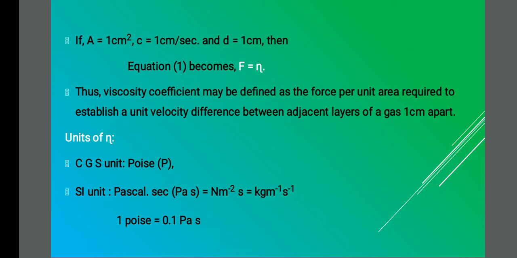Understood? So when viscosity, the coefficient of viscosity, is equal to force, how can we define it? The viscosity coefficient is defined as a force per unit area, because what value did we put for A? 1, to establish a unit velocity difference. What should the velocity difference be between the two layers? 1. Is it okay? So we can say viscosity is equal to force.